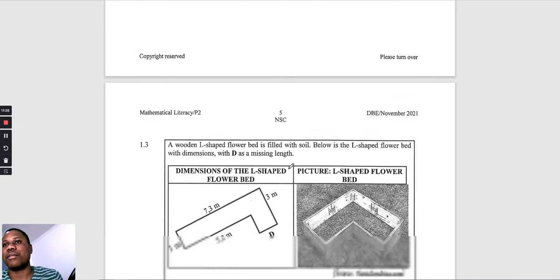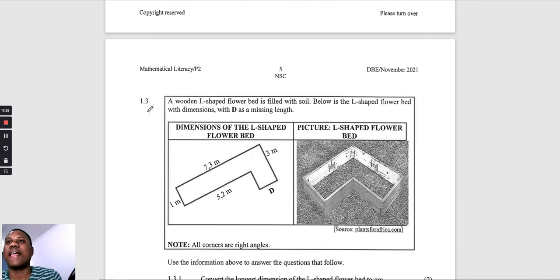We're moving right along. 1.3. A wooden L-shaped flower bed is filled with soil. Below is the L-shaped flower bed with dimensions with D as a missing length. So we can see that we are given those dimensions. Actually, I can say this can be divided into two rectangles. If you just draw a line here, it will be our rectangle, and then this will be our rectangle.